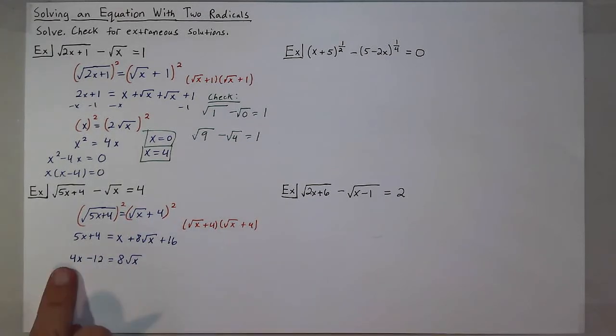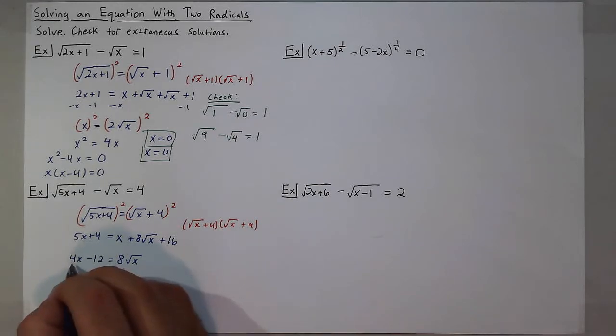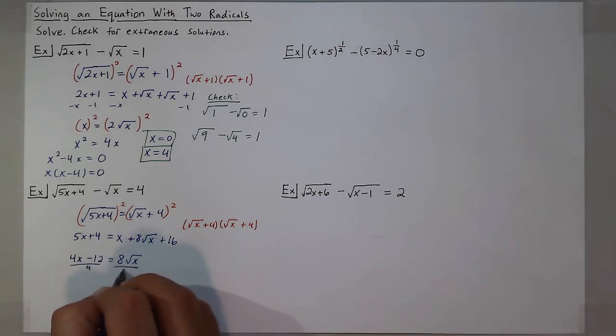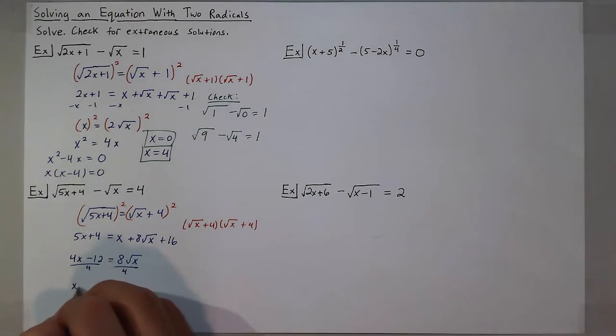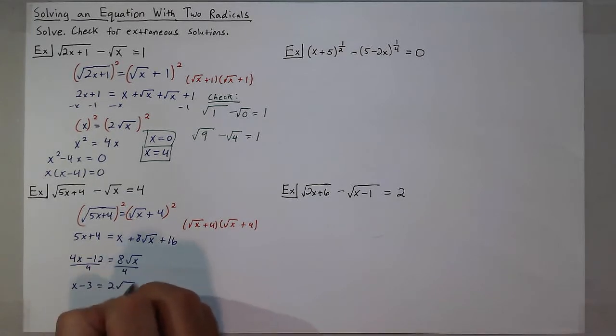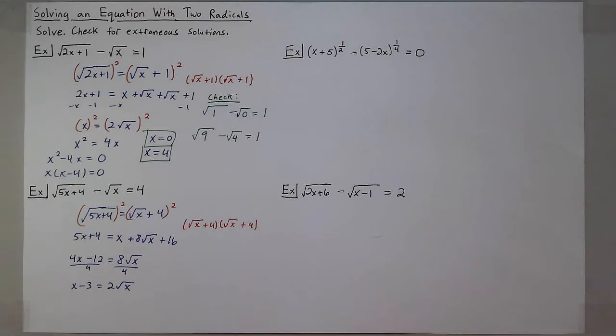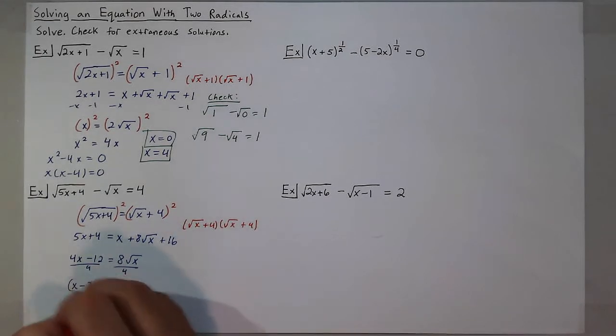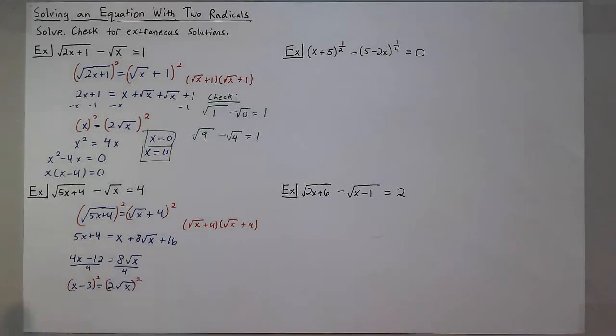Now see here, there's a common factor of 4, so I'm going to divide each side of my equation by 4, just to make the numbers smaller. So we'll have x minus 3 is equal to 2 square roots of x, and then we'll square each side as well. Now that binomial on the left, which expands to be x squared minus 6x plus 9, is equal to 2 squared, which is 4 times x.